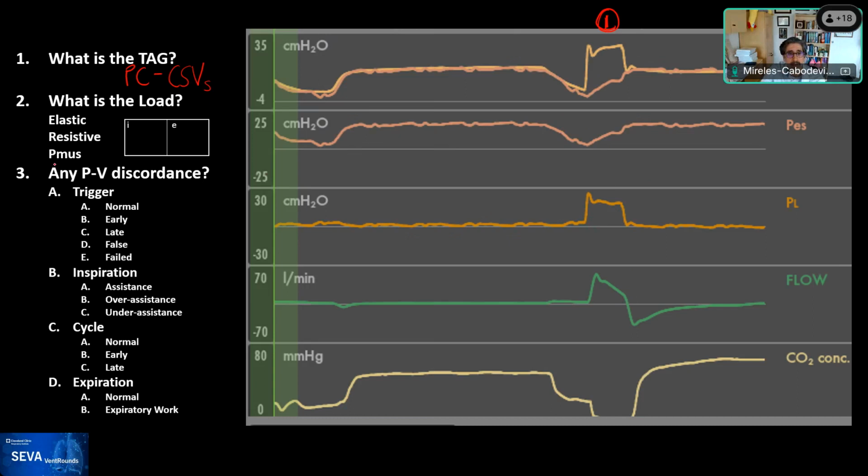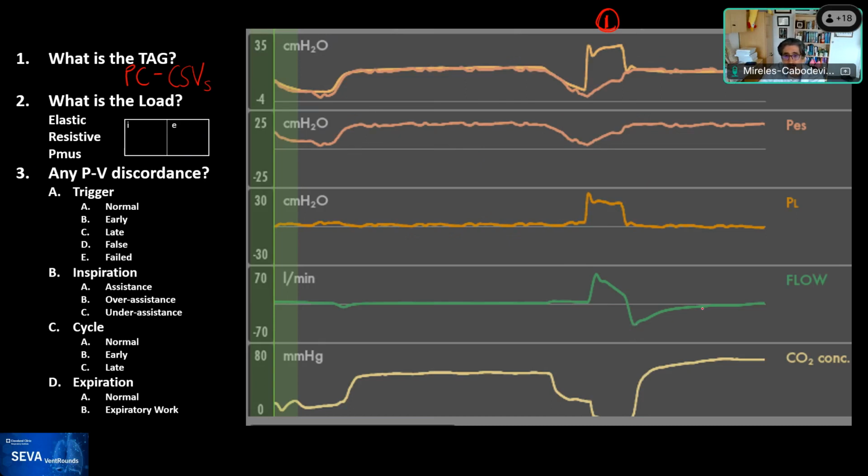All righty. So what would you say is the load on this patient? Elastic, resistive, or PMOS during inspiration, and elastic, resistive, or PMOS during expiration. All right, starting to see some coming in. Very good. Very good.